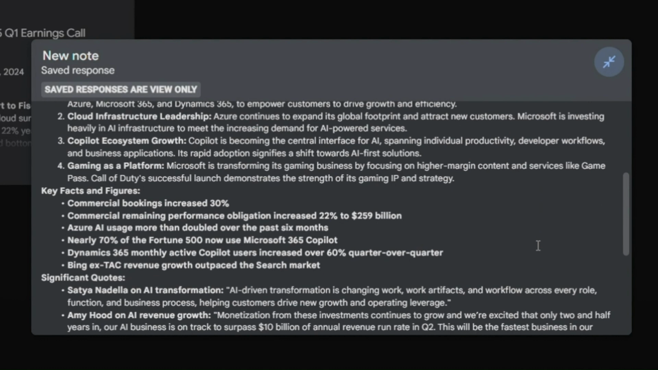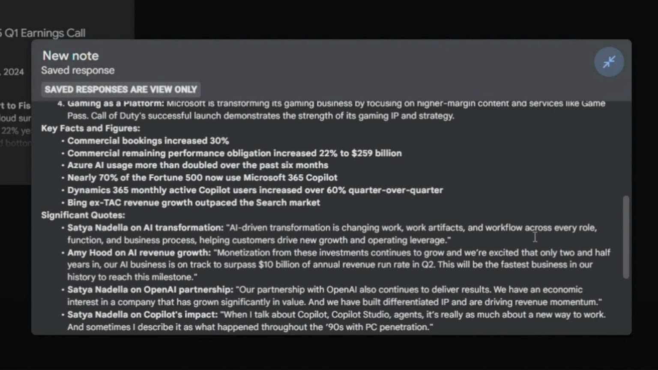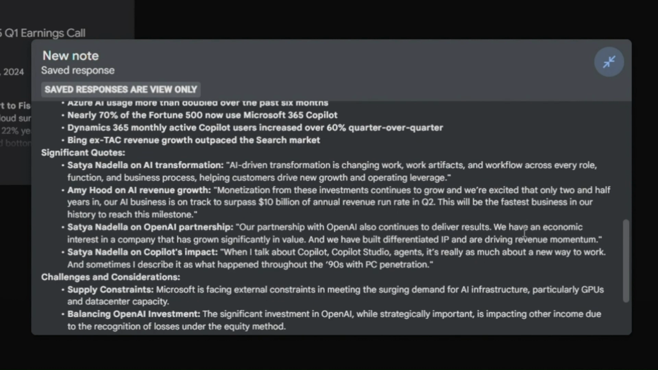Key facts and figures. Commercial bookings up 30%. Commercial remaining performance obligation increased 22% to $259 billion. Azure AI usage more than doubled over the past 6 months. Nearly 70% of the Fortune 500 now use Microsoft 365 Copilot. I would like to know what percentage uses Copilot Pro. Dynamics 365 monthly active Copilot users increased 60% quarter over quarter. Bing ex-TAC revenue growth outpaced the search market.